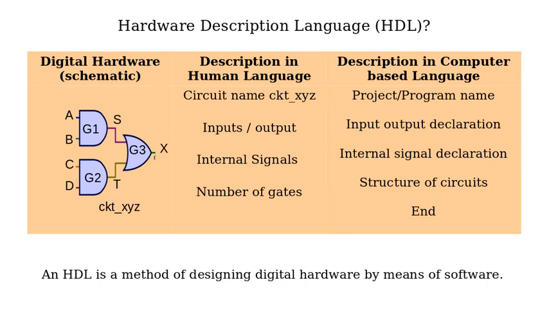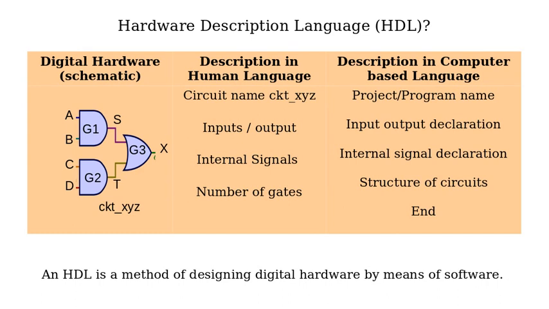In order to understand what hardware description language is, consider a simple example described in a 3-column table. In the first column, a simple schematic of a digital design is shown as an example. Now if someone asks you to describe the digital circuit in your own native language, how would you describe it? For example, if we describe it in English, we say the circuit shown in the figure is named CKT_XYZ.